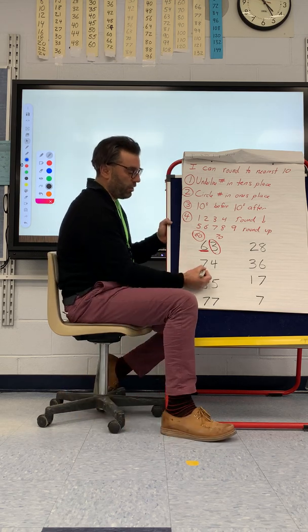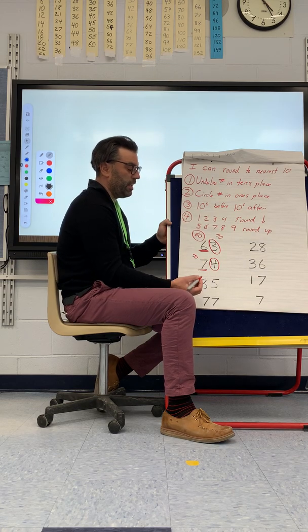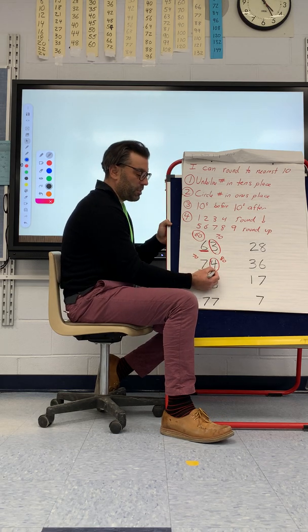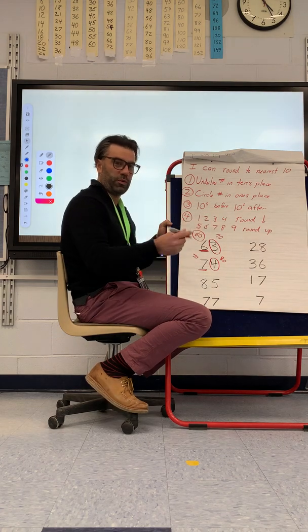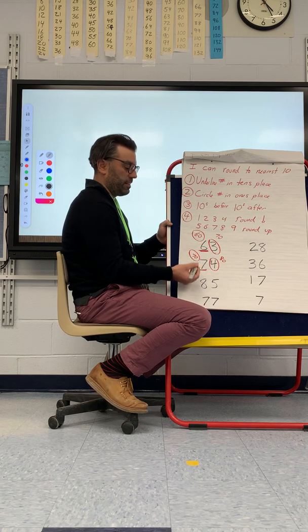So watch. Underline the 7, circle the 4. So it's 74, so it's either 70 or 80. Now it's a 4, so a 4 is going to go down. 1, 2, 3, 4, like to the floor, down. Okay? So that'll go down, which goes back to 70.